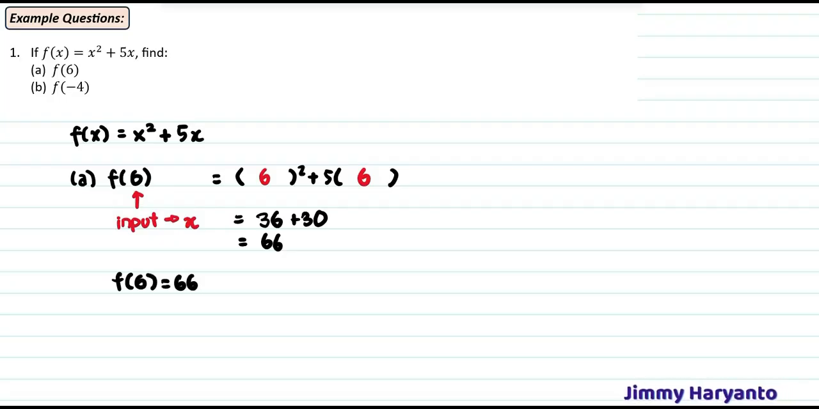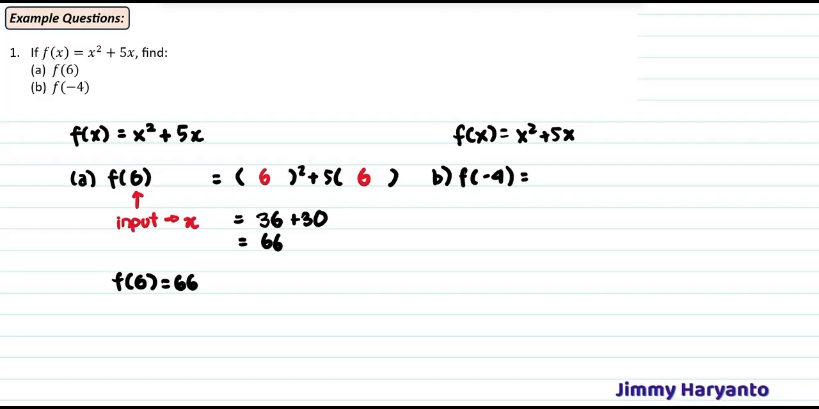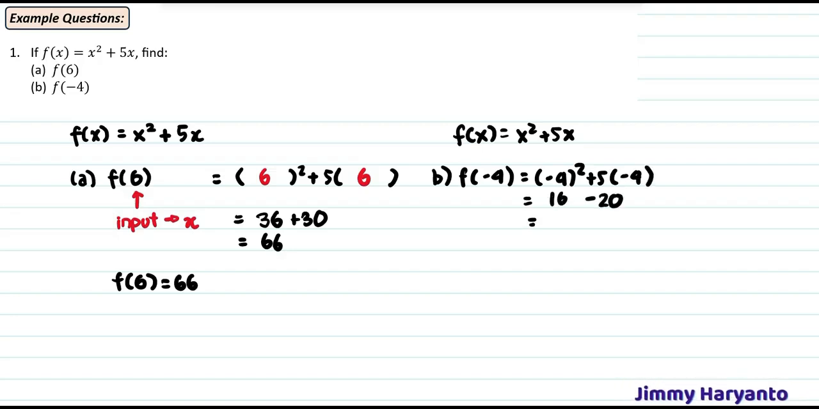There you go. And then how about b? For the b, the rule stays the same because it's still fx. So we have x squared plus 5x, and then the question wants you to find f of negative 4. So the x is negative 4 squared plus 5 times negative 4. You will have 16 and then minus 20. Altogether it will become negative 4. So this is how you calculate the value of a function.